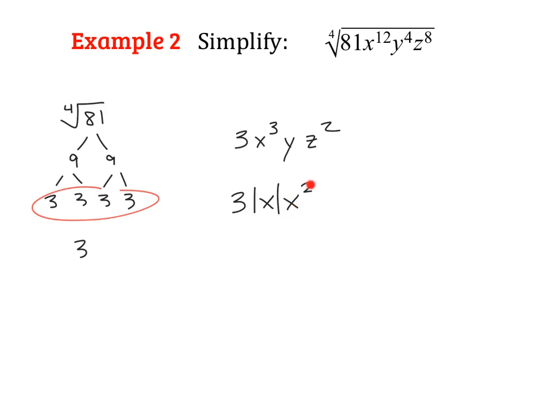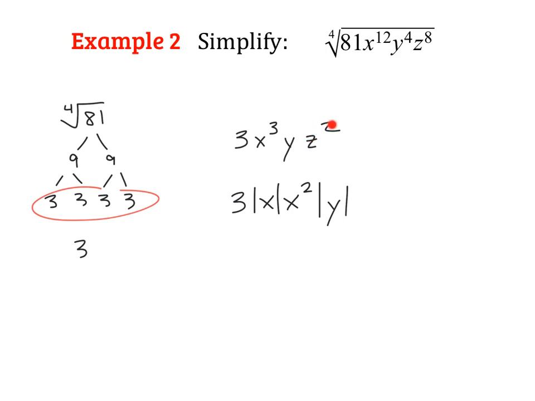So I can leave x squared because any number squared will be positive. But then I have to have this absolute value of x right here. Same goes for the y. Y is a variable. I don't know what y is. The only way to ensure that my answer is positive is by writing it with an absolute value sign.